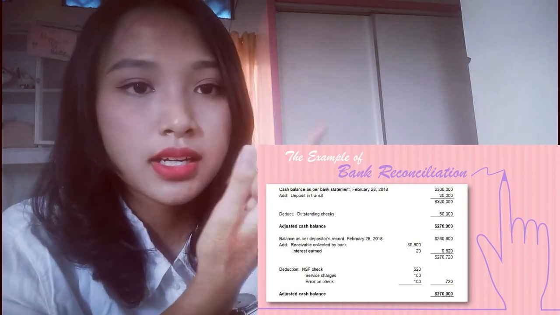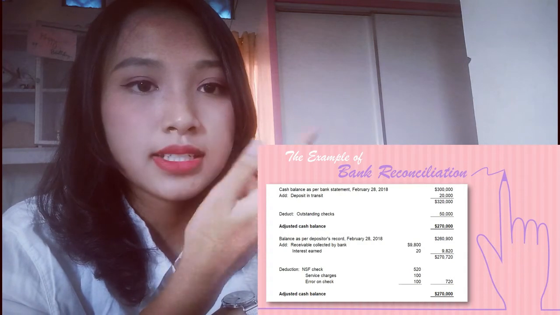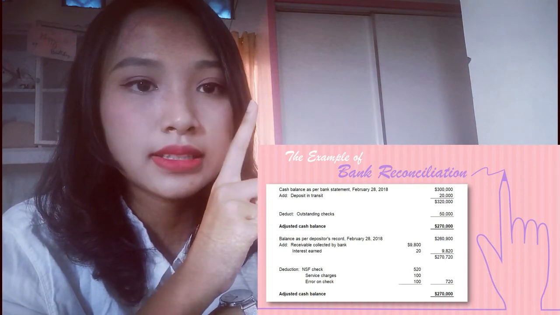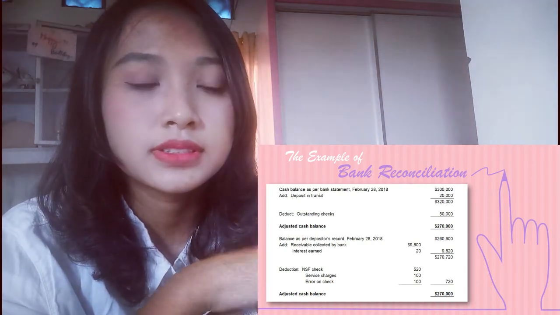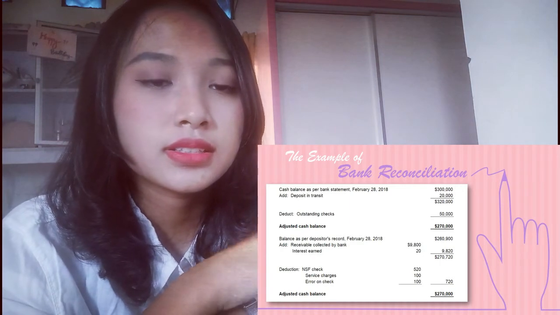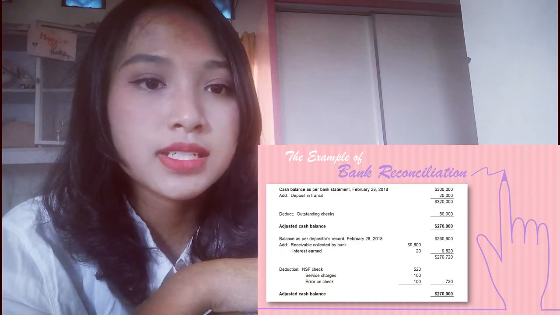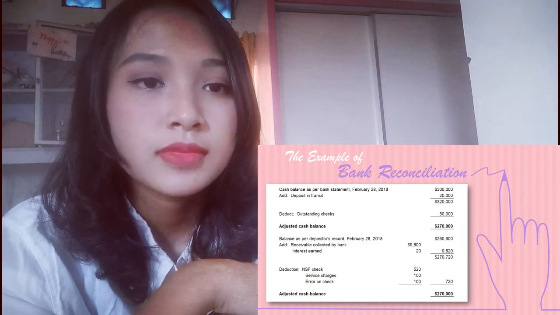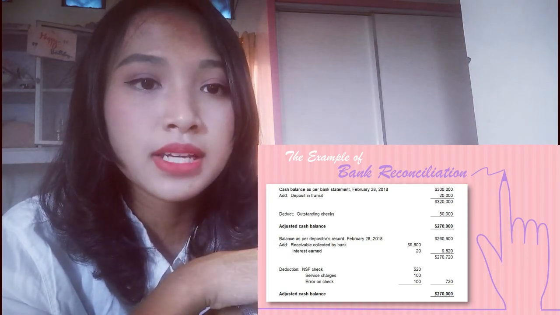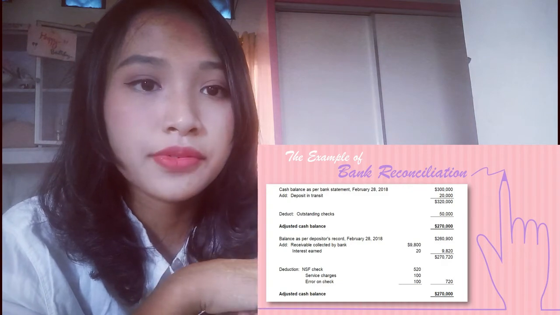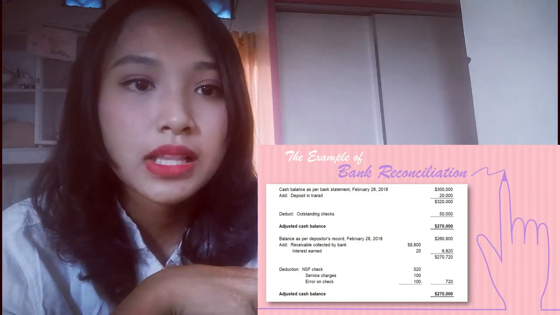As we can see here, let's take a look at the top. The top shows us the bank statement. And now we're going to the bottom side. It shows us the firm statement like that. So this is the example of bank reconciliation.